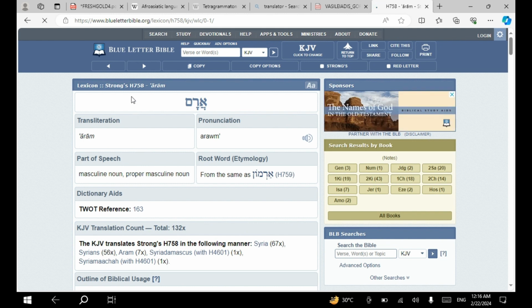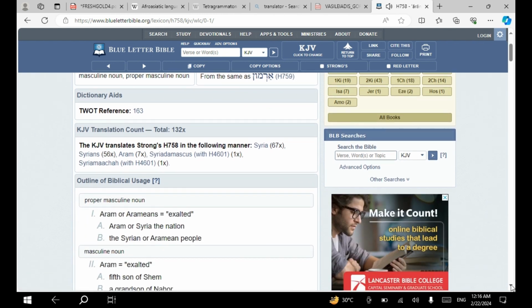In Strong's H758, Aram, and the form just below that, Aram. The King James Version translated Strong's H758 in the following manner: Syria 67 times in the Bible, Syrian 56 times in the Bible, Aram only 7 times in the Bible.